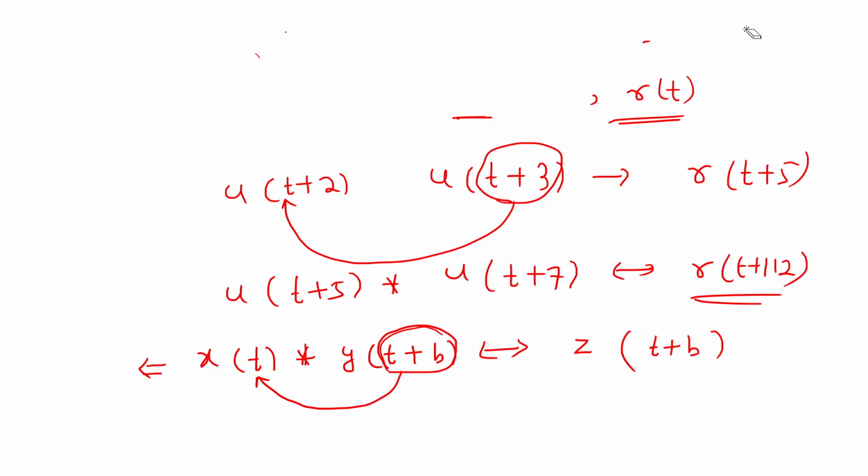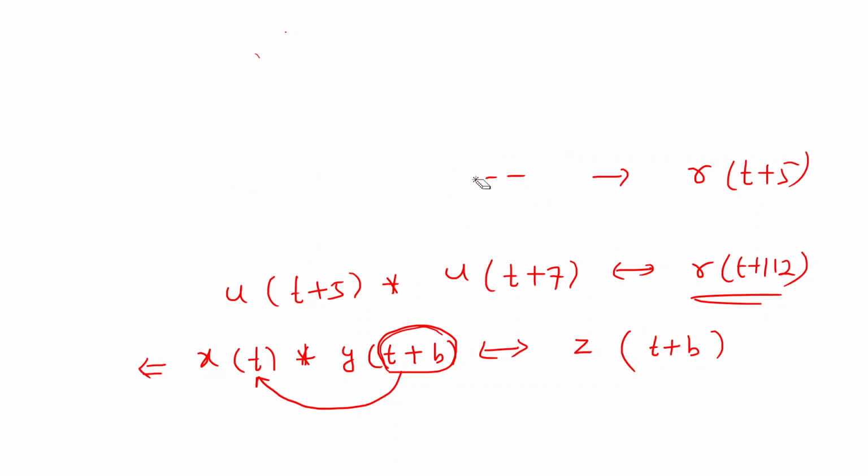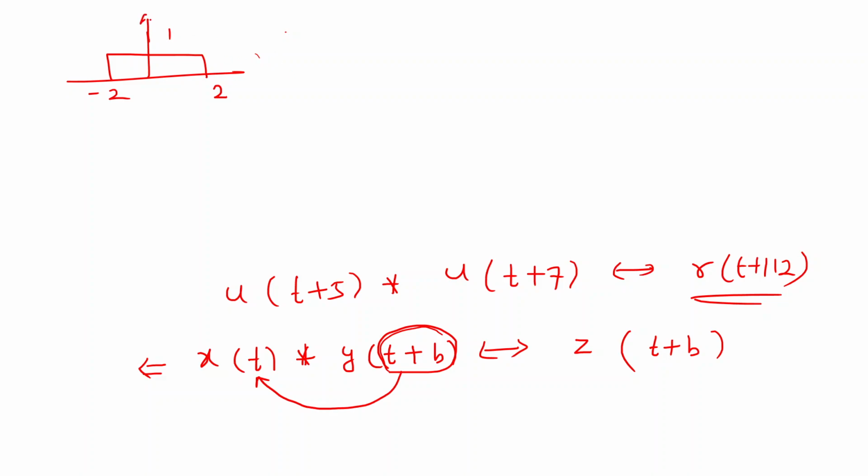I wanted to solve one or two questions because just try to understand what I'm trying to do here. The signal is given from minus 2 to 2, amplitude is 1, and it is convolved with the same signal. This x of t is given. Then the question is y of t equal to x of t convolution with x of t, the same signal. Then what is the answer?